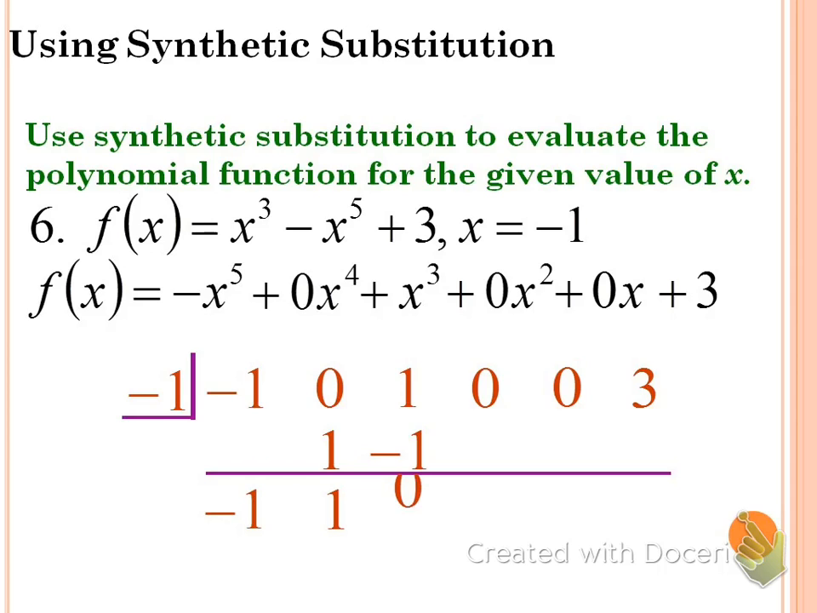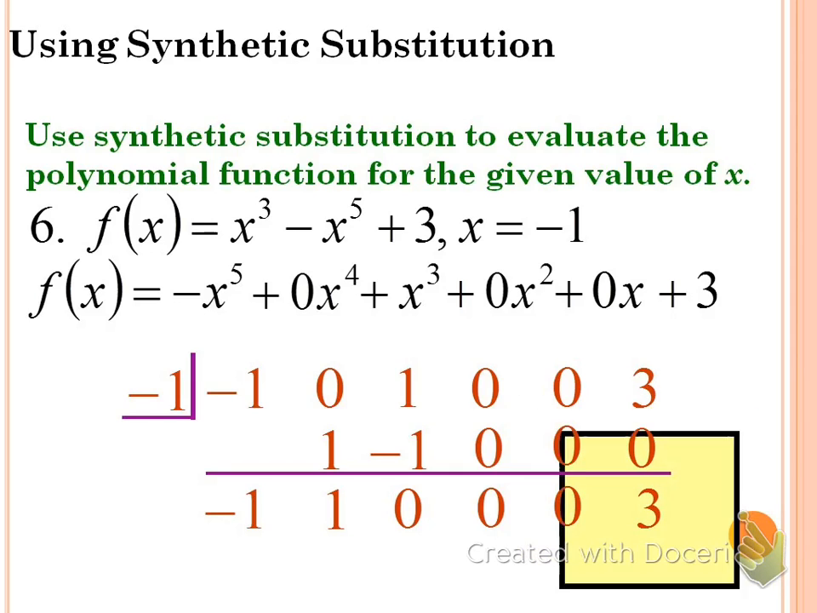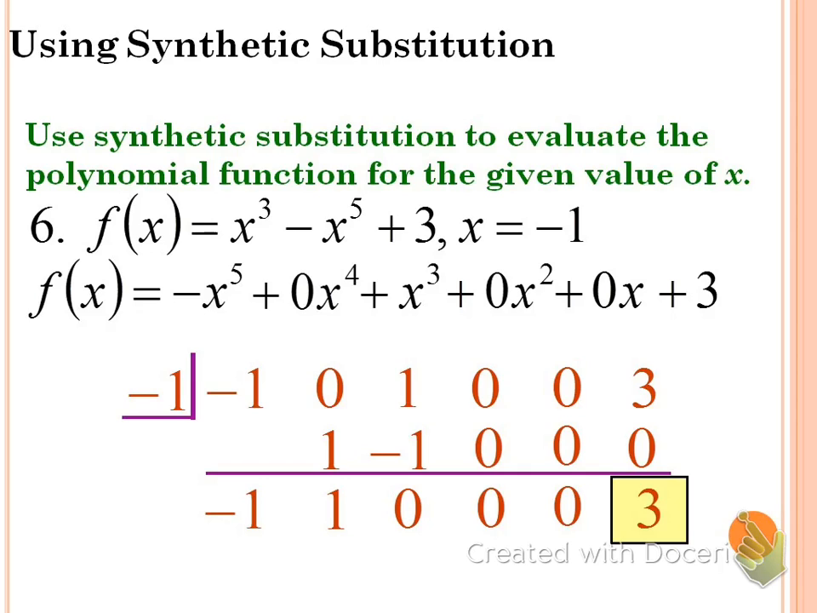1 plus -1 is 0. Multiply by -1, you still get 0. Add it to 0, you still get 0. Multiply by -1, you still get 0. Add it to 0, you still get 0. Multiply by -1, you still get 0. But we got to add that 3, so our final answer is 3. What are your questions?